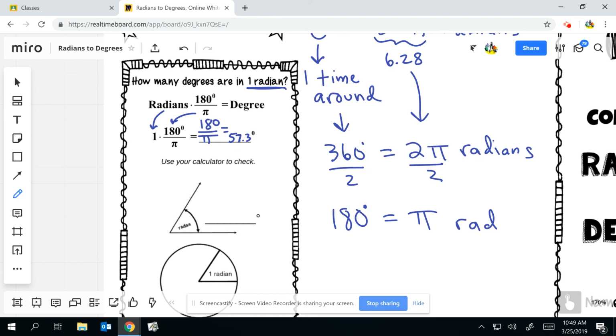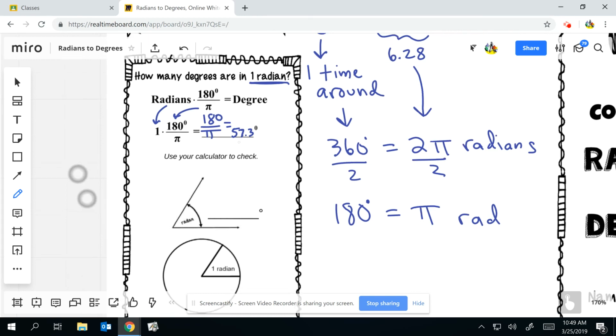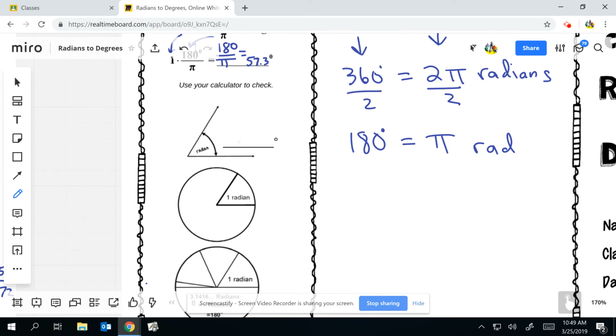It doesn't matter what shape or what size of circle you have. Humongous circle, tiny circle, a 1 radian angle is going to be 57.3 degrees every time. This angle right in here is going to be 57.3 degrees. If this radius is the same as this arc, that's going to be a 57.3 degree angle.